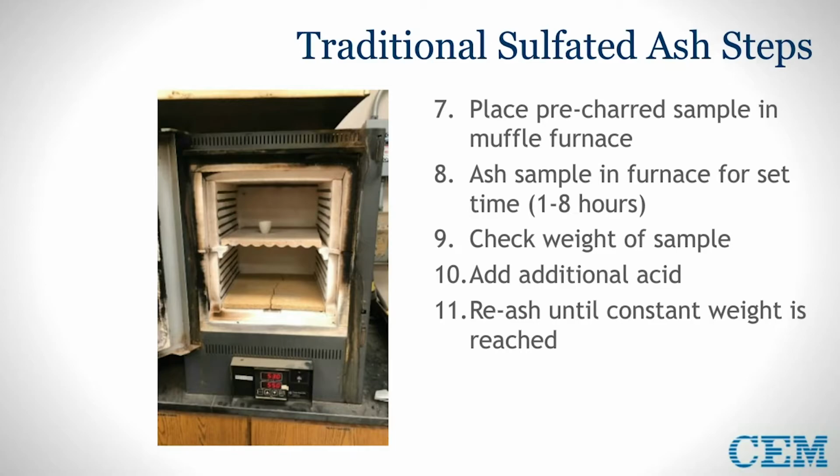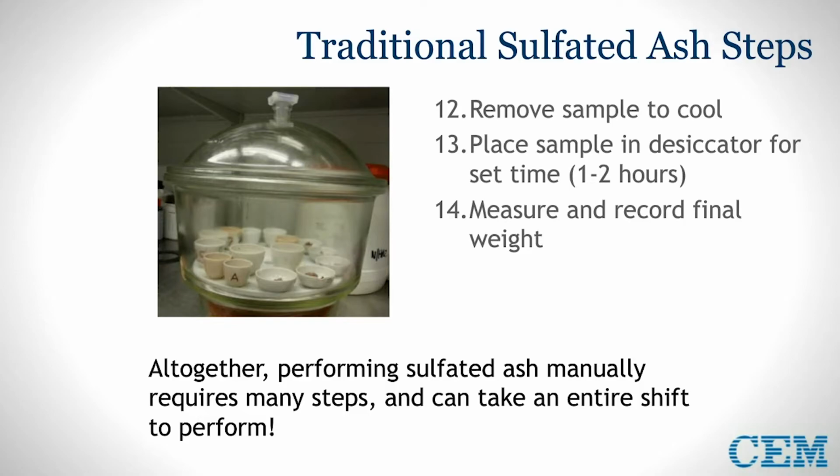After the ash is complete, users will need to check the weight of the sample, then they'll add additional acid and re-ash and continue that process until constant weight is reached. Once you have ashed your samples and they're no longer losing weight throughout the ashing process, it's time to remove those samples to cool in a desiccator. The crucibles will stay in that desiccator for about 1 hour, and at that point, once your crucible is cool and dry, you can measure and record the final weight. Altogether, these manual steps can be fairly time-consuming and can take up to an entire shift to perform.